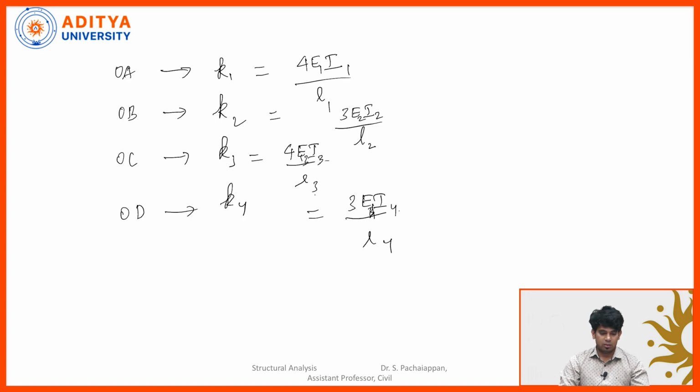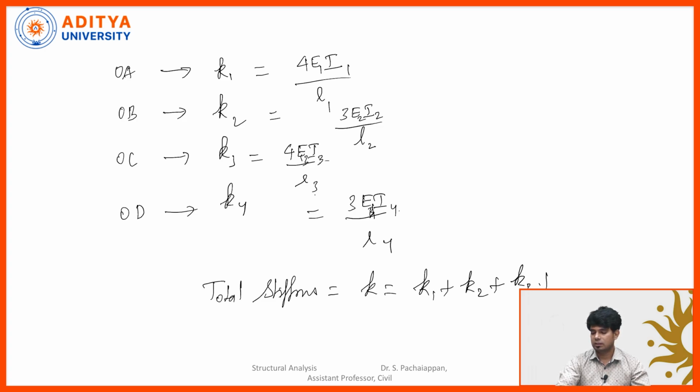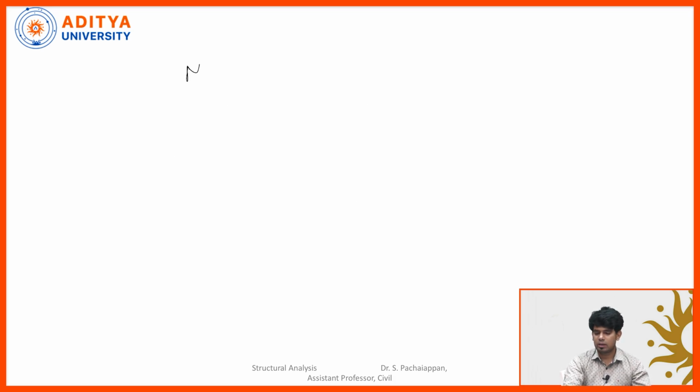Now I am going to compute the total stiffness. So the total stiffness K is the summation of K1, K2, K3 and then K4. Okay.